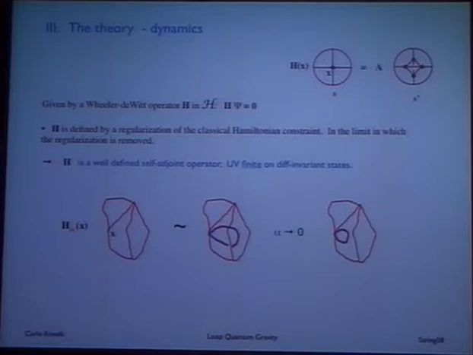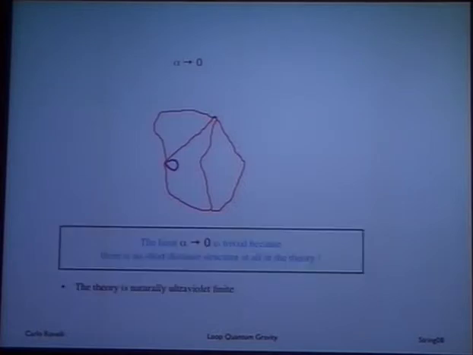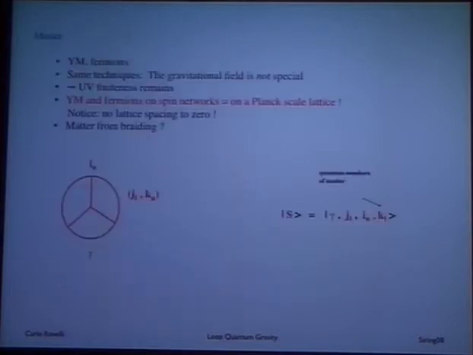Now, what happens when you shrink the loop? This state here and this state here are the same in the diffeomorphism-invariant theory. So what's happening, and this is just a sketch of the mathematics, is that the limit is trivial on the diffeomorphism-invariant states, because concretely there is no short distance in the theory. Everything exists, in a sense, only at the Planck scale. So the theory is ultraviolet finite.